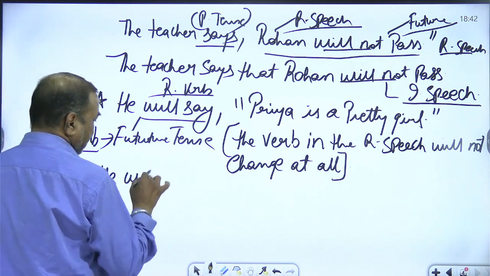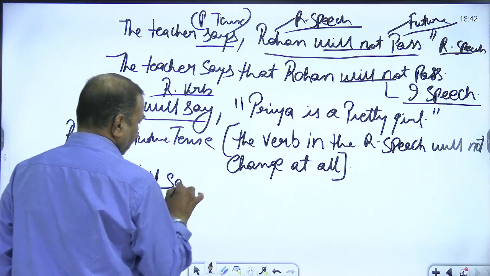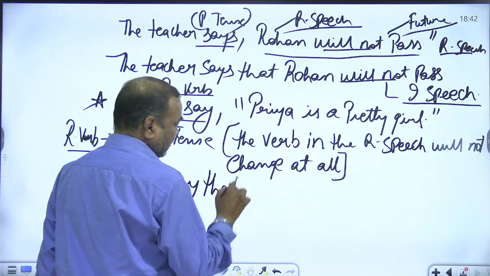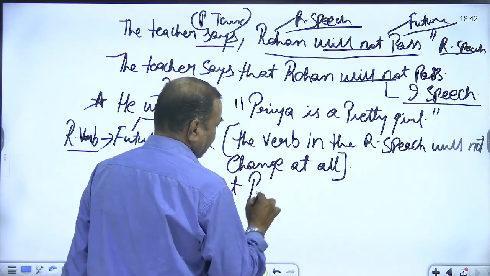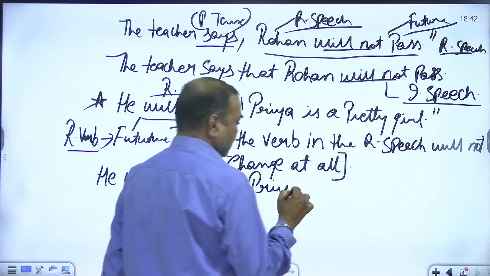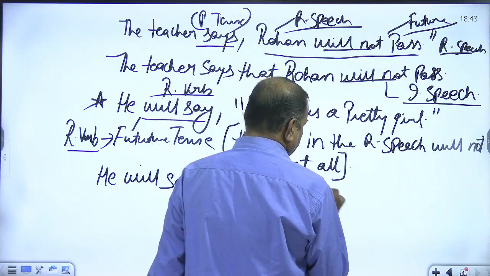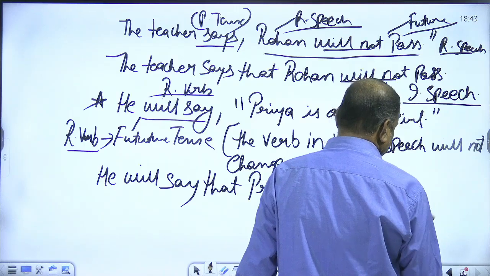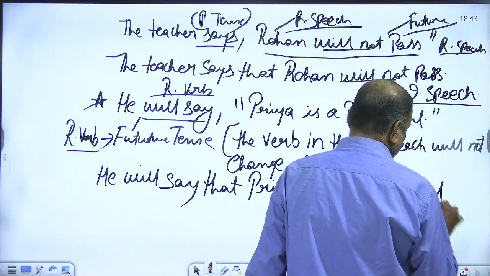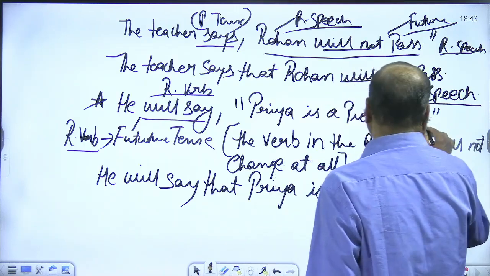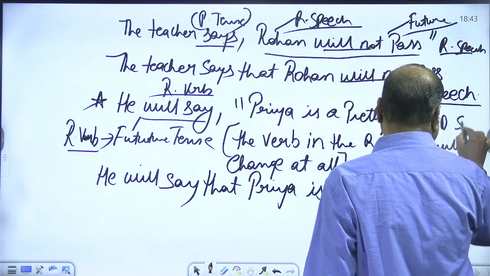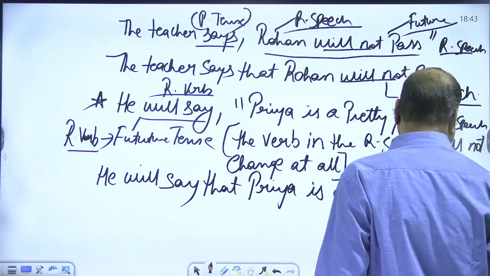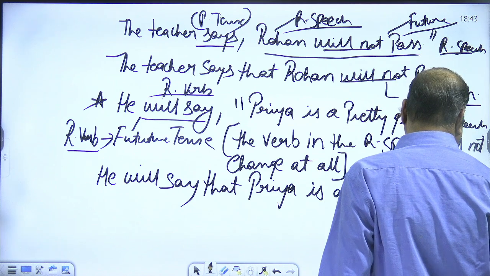So we will write down: He will say that Priya is a pretty girl. This is your direct speech and this is your indirect speech.